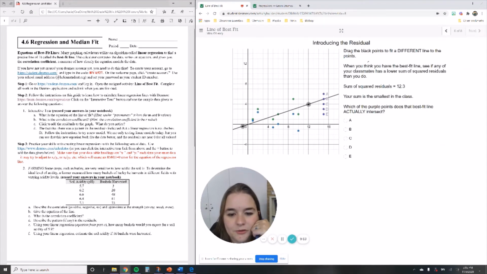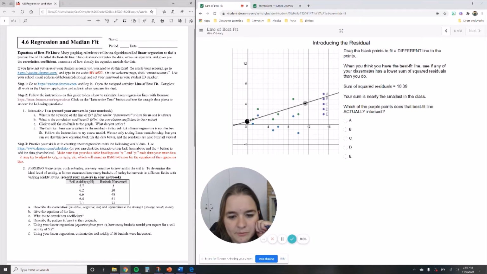What we're going to do now is drag the black points to fit a different line to the points. When you think you have the best fit line, see if any of your classmates has a lower sum of the square of the residuals. So right now, that original line has a sum of 12.3. Well, let's drag it around and see if we can get that to be smaller. Oh, that's getting bigger.